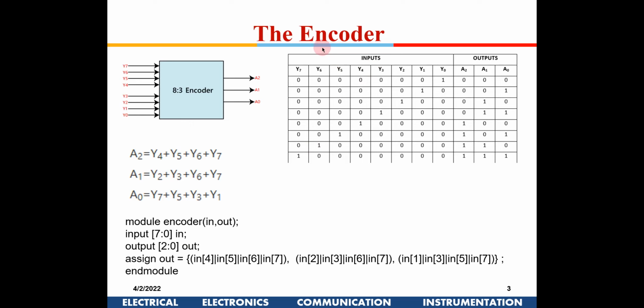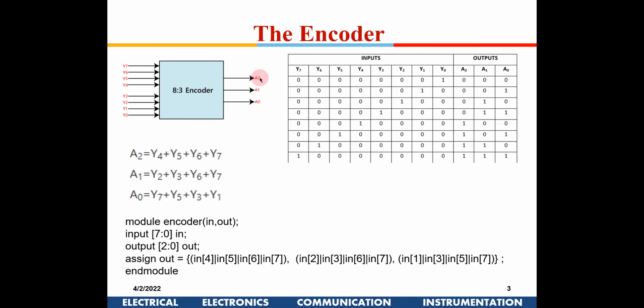Now the encoder, I think we didn't do this last time. What an encoder does is exactly the opposite of a decoder. If y0 is 1, then you get 0 0 0 out here. In this encoder also, only one line is supposed to go high. So if y1 is high, then you will have 0 0 1, and similarly if y7 is 1, then you have 1 1 1 here. So this is exactly the opposite of a decoder.